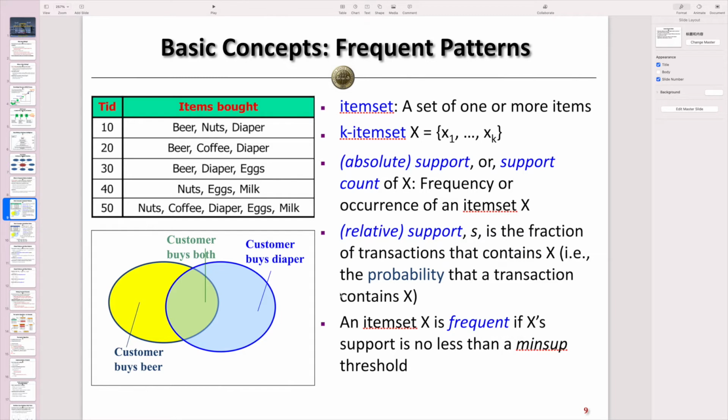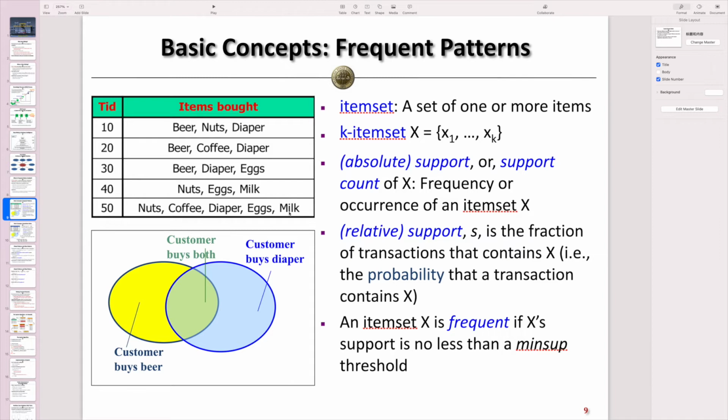We have a table containing different transactions. The first column denotes the transaction ID. The second column denotes the items bought or purchased in the transaction. So for transaction 10, the items purchased are beer, nuts, and diapers. For transaction 20, we have beer, coffee, diapers. For transaction 30, we have beer, diapers, eggs. For 40, we have nuts, eggs, milk. And for 50, we have nuts, coffee, diapers, eggs, and milk.